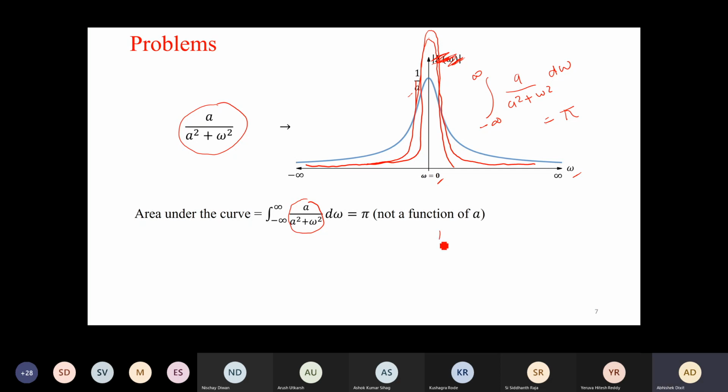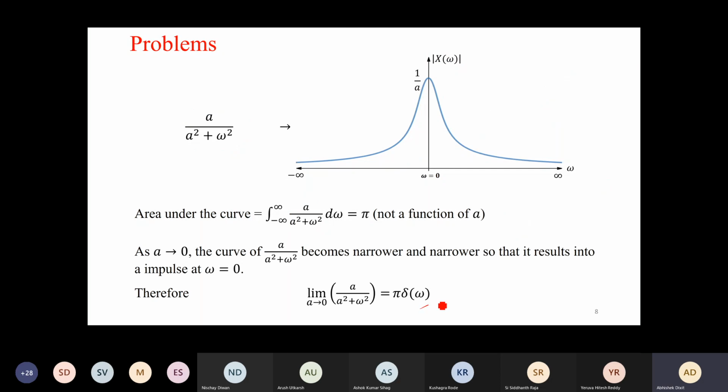So as a reduces, let's say now, what is the limit as a tends to 0? What would this function be? Everyone should tell me instantaneously. Pi delta omega. Yes, correct. This is an impulse function, because it has a nice property that its area remains constant. And as a shrinks down to 0, this really becomes an impulse. Because the area of this function is pi, I have to multiply this pi with delta omega. So I have solved the first limit, and we have got this nice pi delta omega, which is what we wanted.